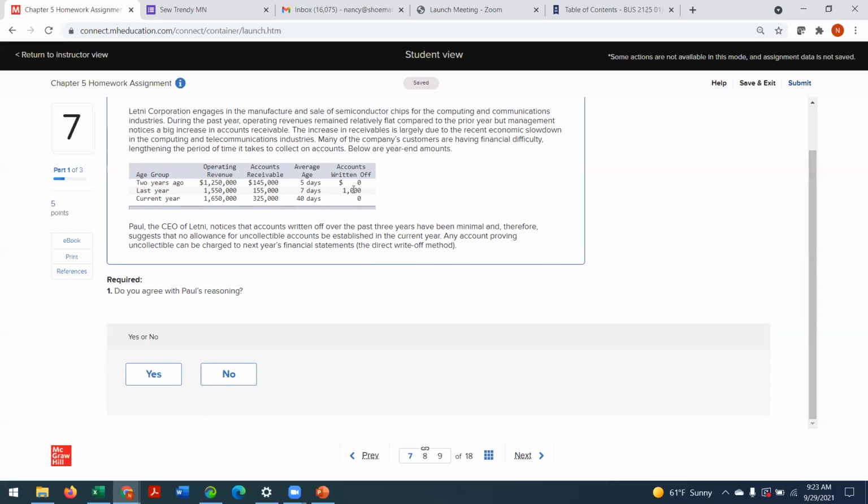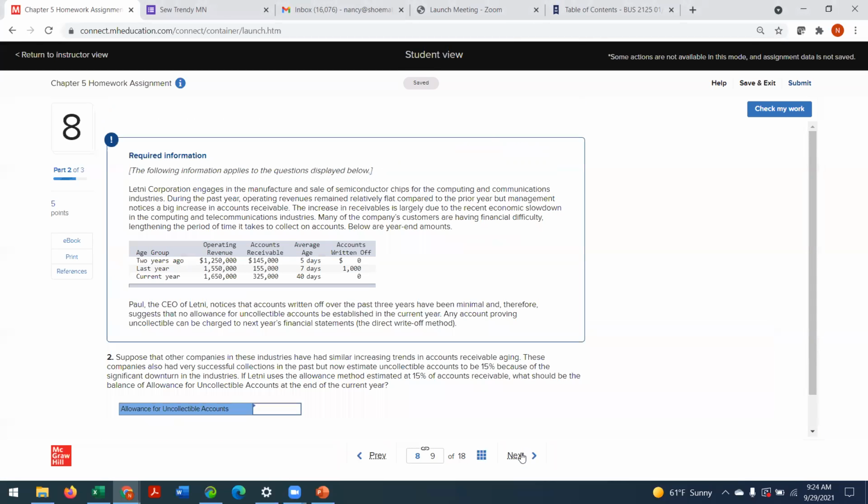I mean, do you see the average days here? 2 years ago was 5 days, then 7 days. In this current year, it's 40 days. Is there a problem? You think there's a problem, guys? I think there's a problem. Do you agree? Well, I do not agree with Paul's reasoning. No, I don't agree. He needs to come up with an allowance.